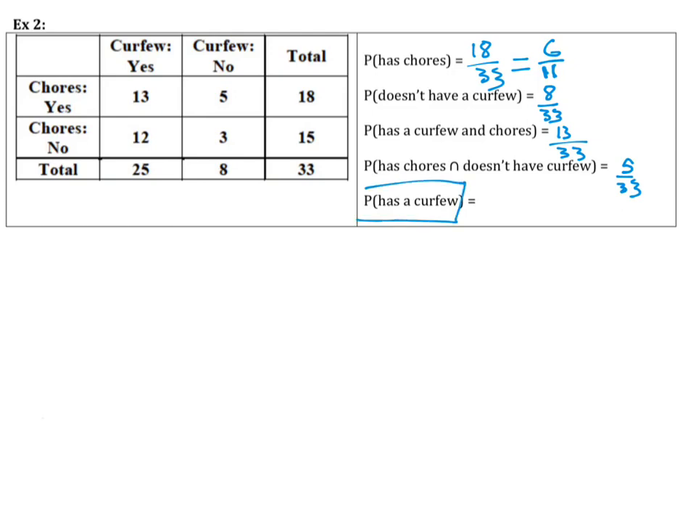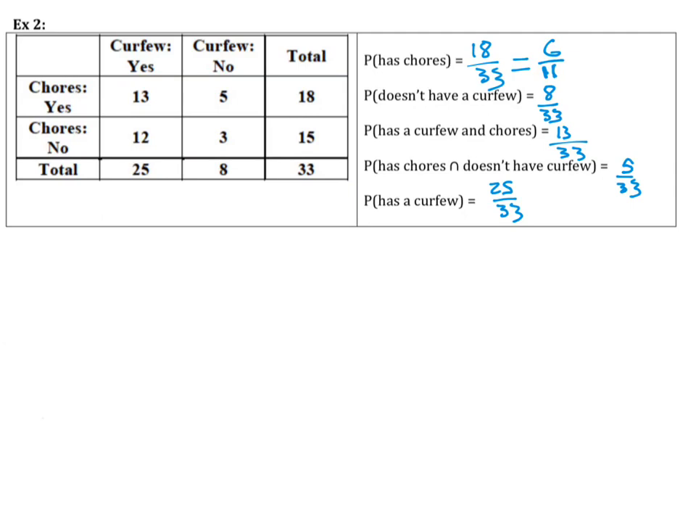And then the last one, a probability of having a curfew. Well, it doesn't have any other requirements on it. So you're not going to be using these two boxes because those have the other requirements dealing with chores. Instead, you're going to use the 25 here to get 25 out of 33. So hopefully that's helping you, 1, get probabilities again, remember what these symbols mean, what and means, and 2, be able to read these tables and understand them a little bit better.